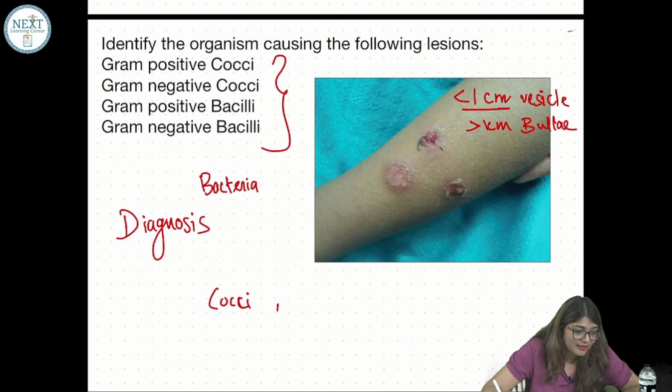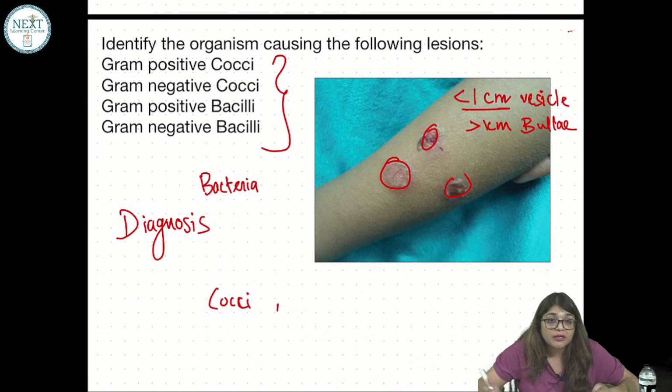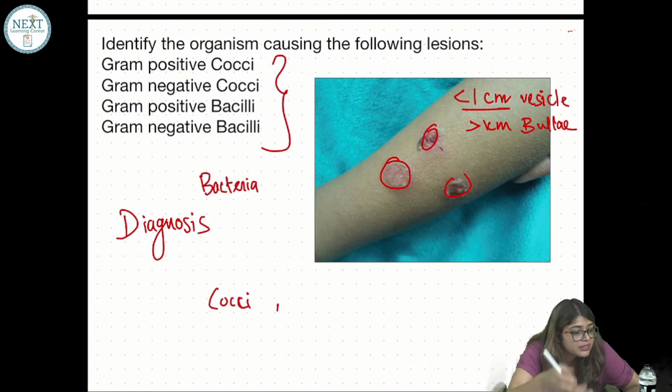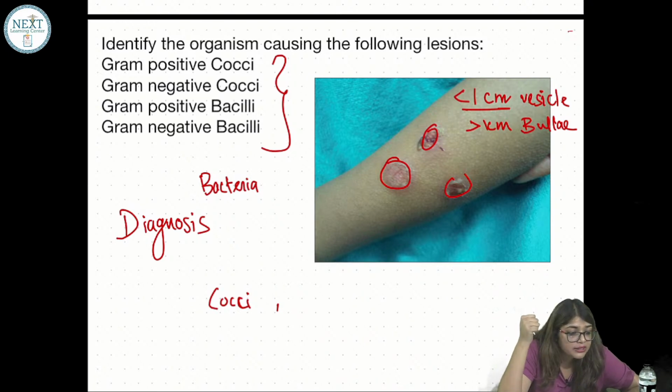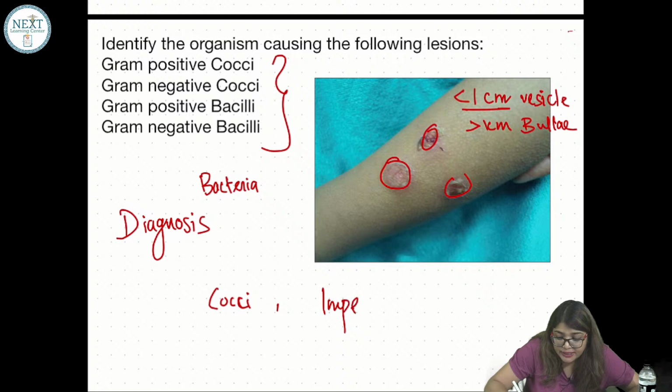Very good, Alia. So now look at this. What kind of lesion is this? These are bullae, but they are ruptured bullae. Can you tell me one place where you see such a lesion? Very good, Shagufa. It is seen in impetigo.